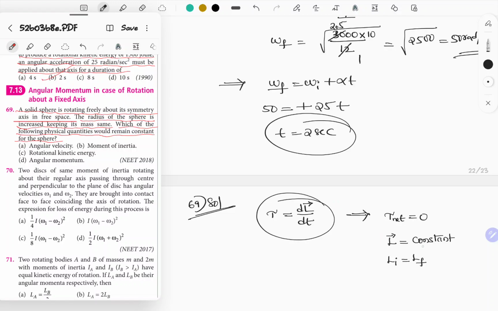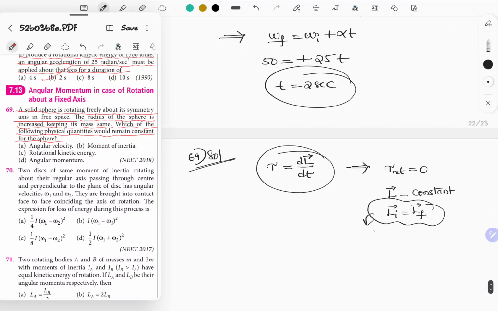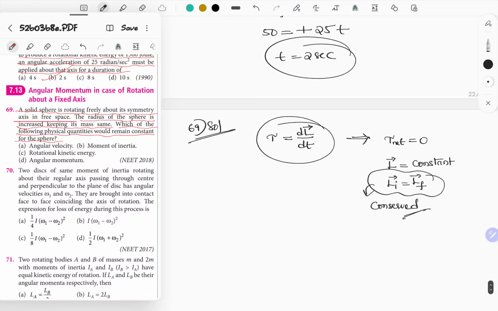So this is an axial vector, and it is represented like this. This is going to be conserved. That means initial and final angular momentum are the same, in the sense angular momentum is conserved. Most of the questions we are going to get from these two formulas only: torque is equal to dL by dt, and initial angular momentum is equal to final angular momentum if net torque acting on the system is equal to 0.